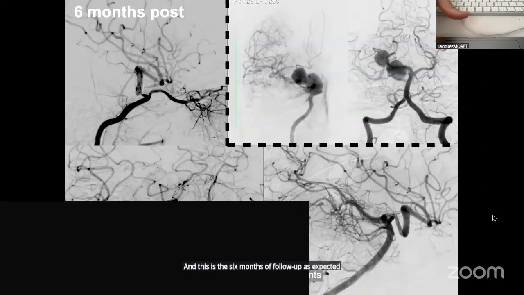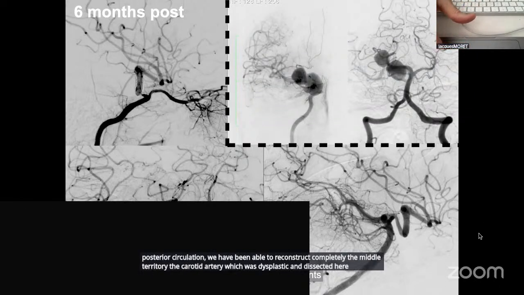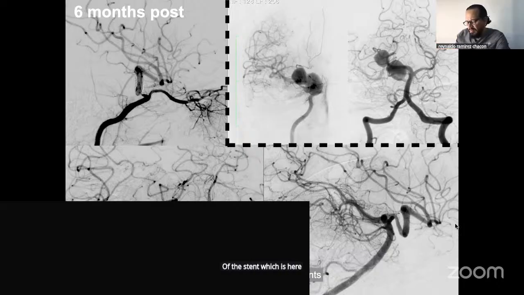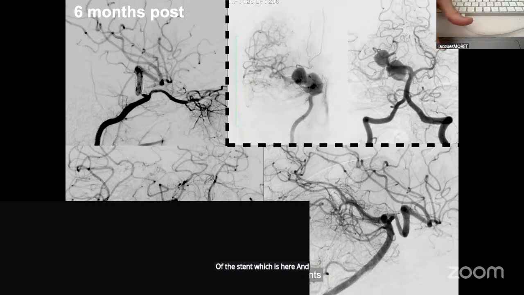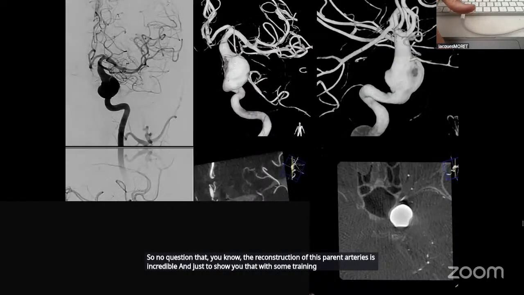From the posterior circulation, we have been able to reconstruct completely the middle cerebral territory. The carotid artery, which was dysplastic and dissected here, has been occluded by the coverage of the stent, which is here. And the patient is absolutely perfect. So no question that the reconstruction of this parent artery is incredible. And just to show you that with some training, you can do tremendous things.